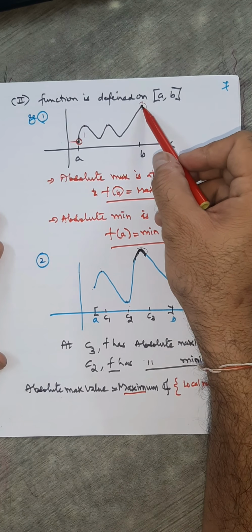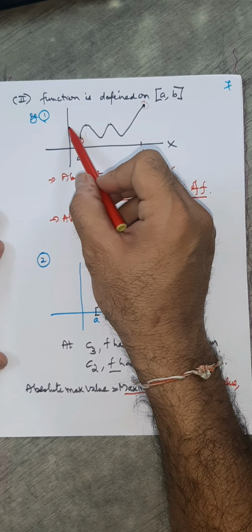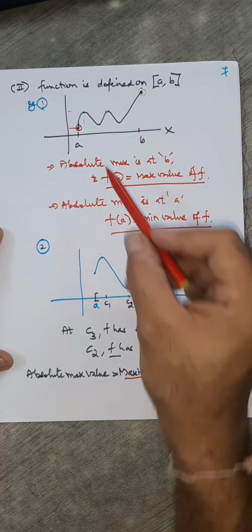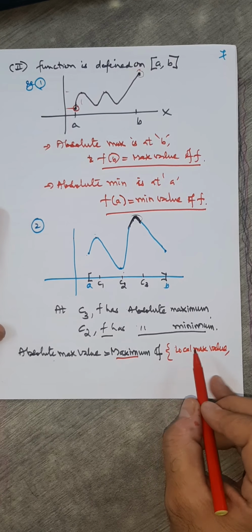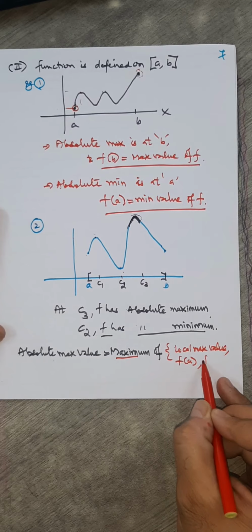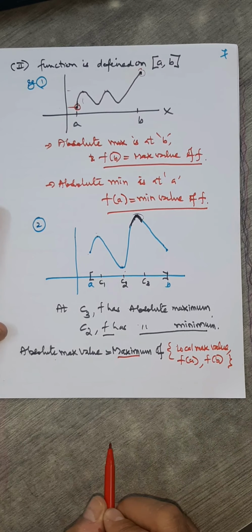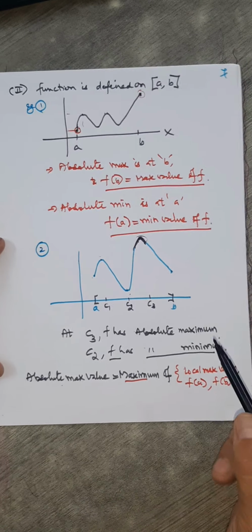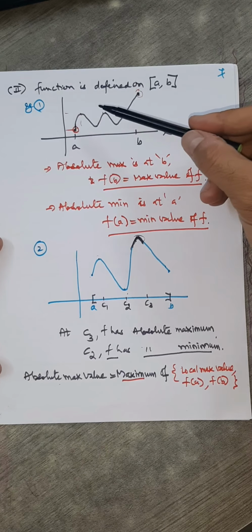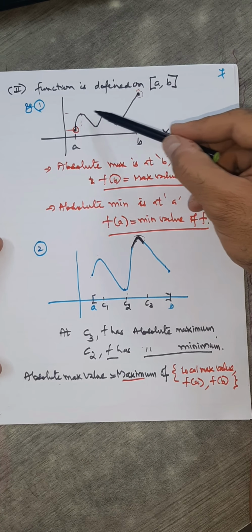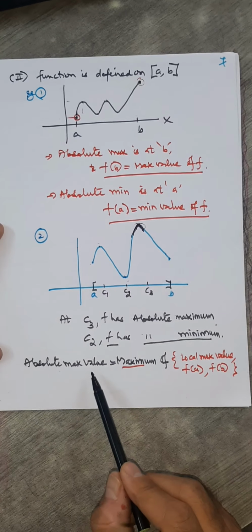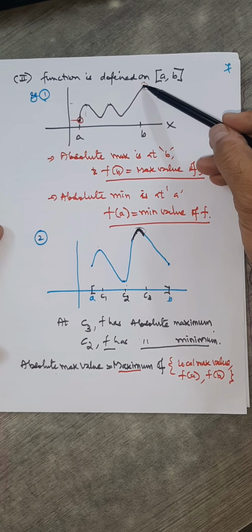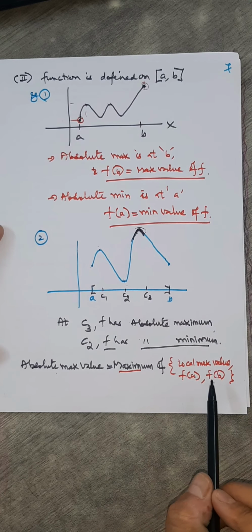But if the graph is like this, then if I take these two only, suppose here it is 10 and here it is 11. If I take 11, will it be the highest? No, you need to consider endpoints also. So here, what you need to add? F of A and F of B. Understood? Have you realized why I've added these two? If I take just the maximum of these two local maximum values, shall I get the absolute maximum value of the function? No, because here the maximum value is at B also. So I need to take f of B also.